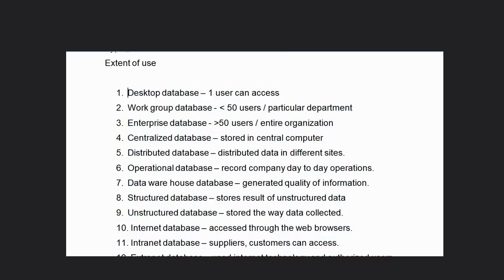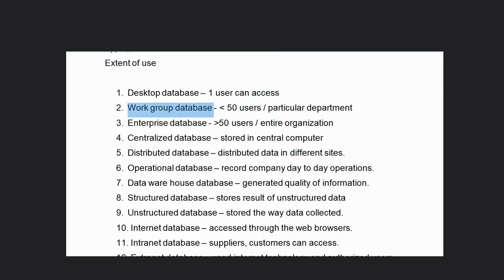So here, the first one is a desktop database. Desktop database means this database can be used by only one user on a personal computer. So at a time only one user can access this database. An example of a desktop database is MS Access.